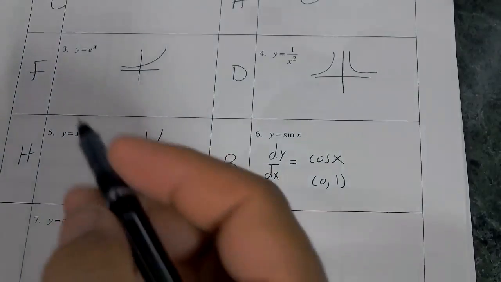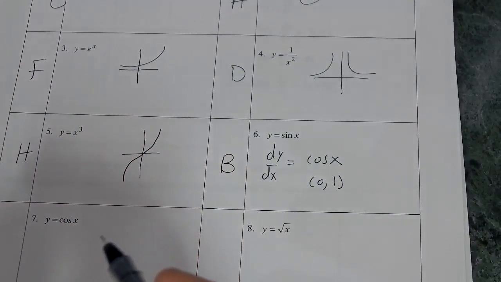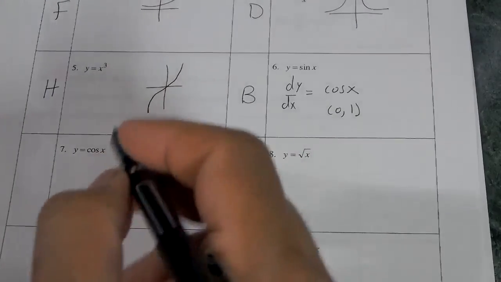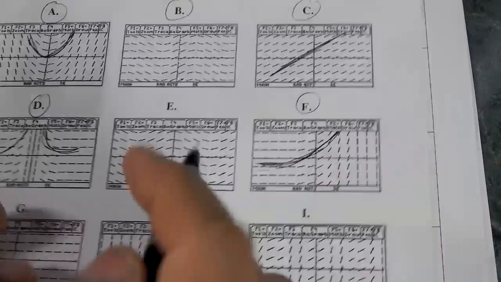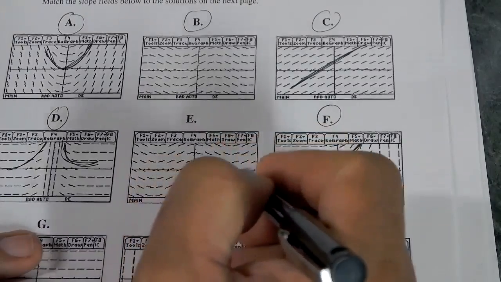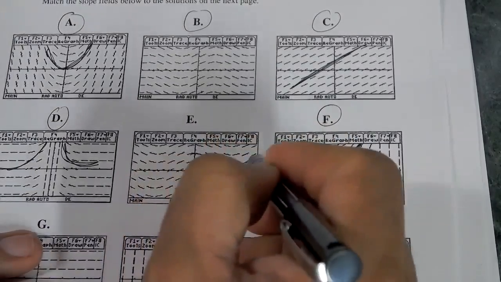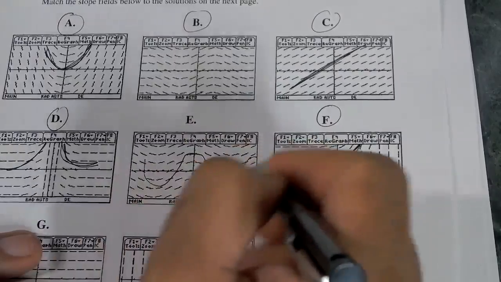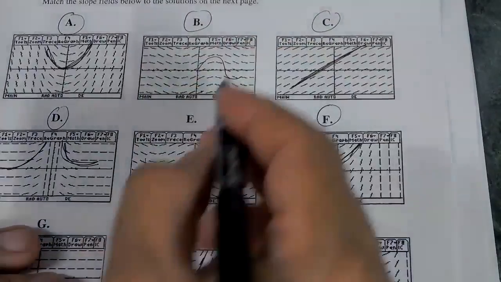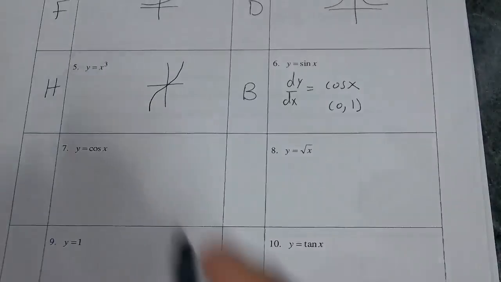Cosine x, well, we know that is going to be sine x, right? Its derivative. And cosine, this is what E is, isn't it? See how it starts at 1? Goes down like this. See it? If I do a particular solution, that's a cosine. This is what? A sine curve. So E.